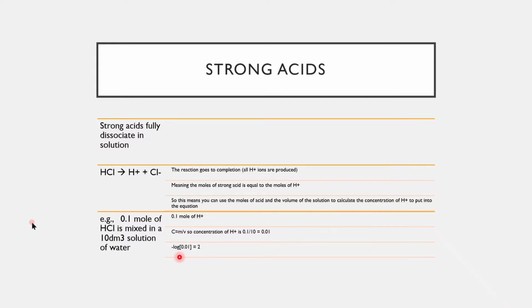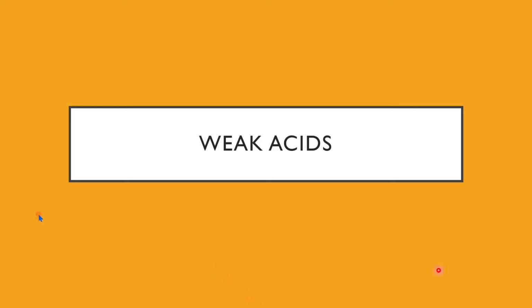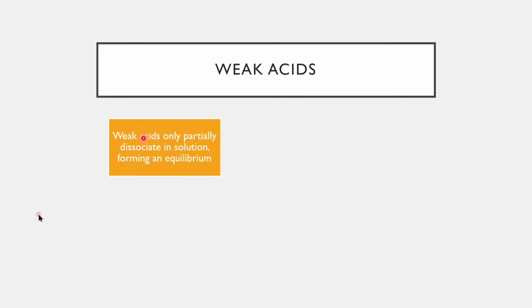Then we plug this into our pH equation, which we saw in the last video. It's the negative log of 0.01, so the negative log of our hydrogen ion concentration, and this gives us a pH of 2. So now moving on to weak acids.